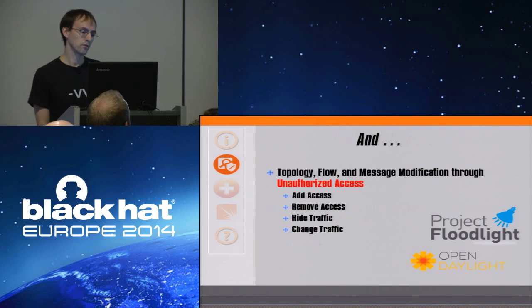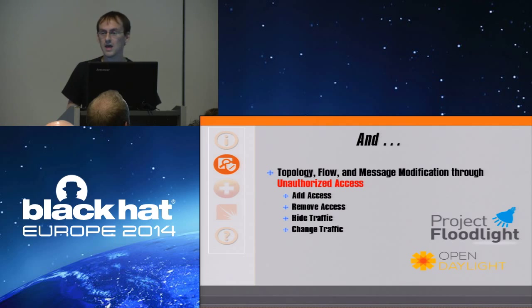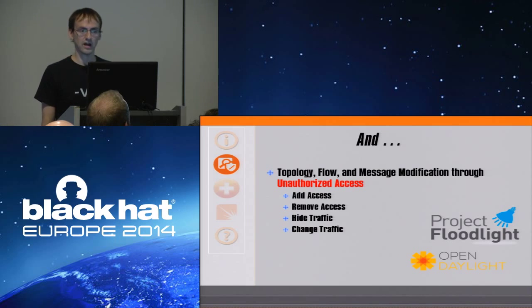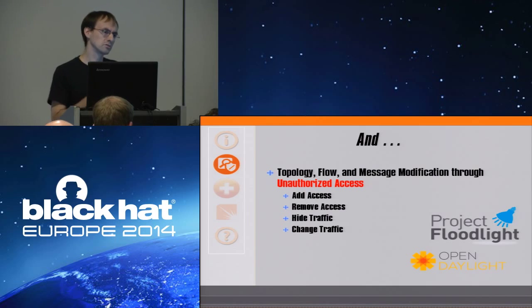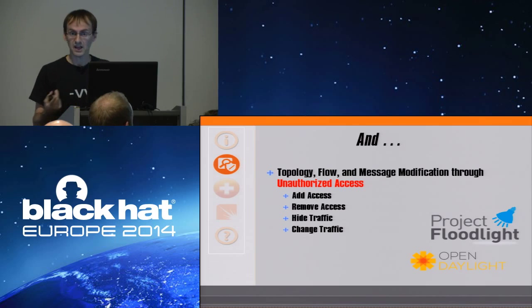All right. Both of those also allow topology, flow, and message modification through unauthorized access. Add access, remove access, all the fun stuff. Hide traffic, my personal favorite. And then changing traffic. Flow rules allow you to actually modify traffic, allows you to change most aspects of the header. VLANs, we like that. Okay.